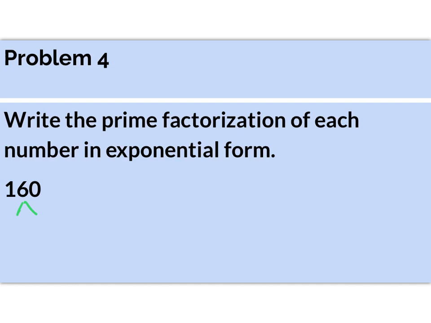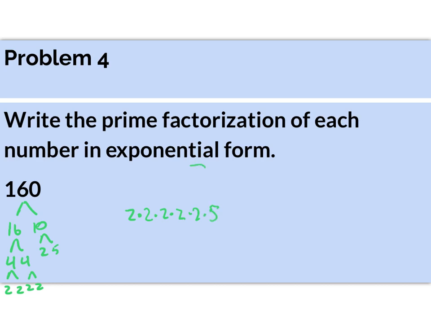So what do we have? 160. So we have 16 times 10. And any number that ends in 0 is divisible by 2, 5, and 10. So that was one of the notes from the beginning of the video. So how do we break down 16? Into 4 and 4. But 4 and 4 are still composite. So break 4 down into 2 and 2, and 2 and 2. And 10 gets broken down into 2 and 5. And now we have all of these prime numbers: 2 times 2 times 2 times 2 times 2 times 5.